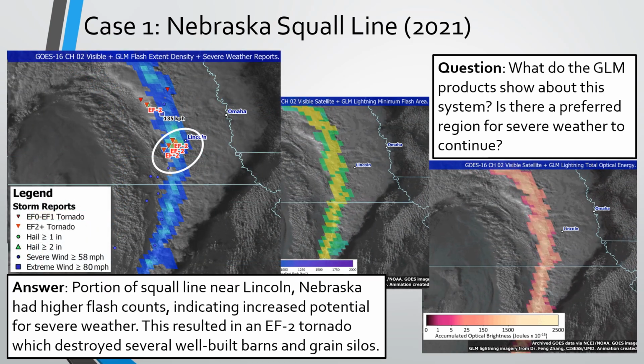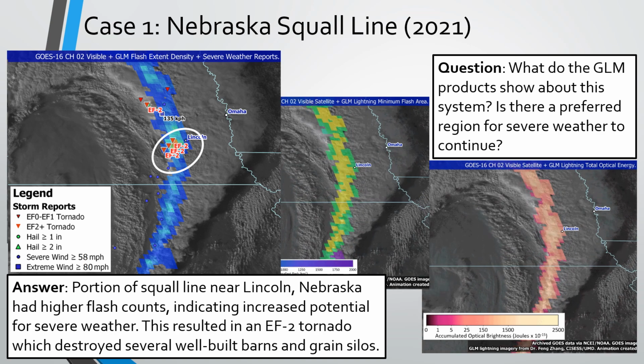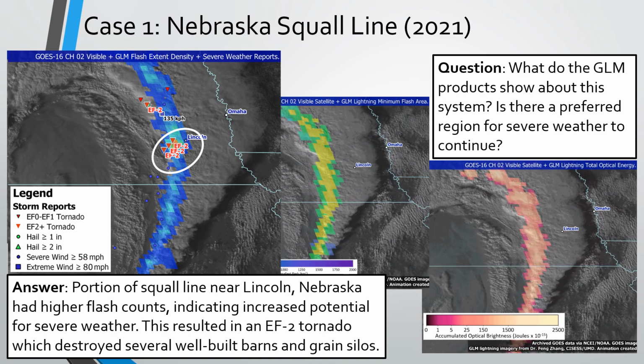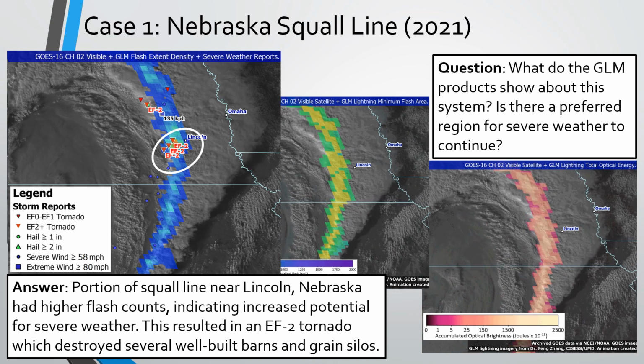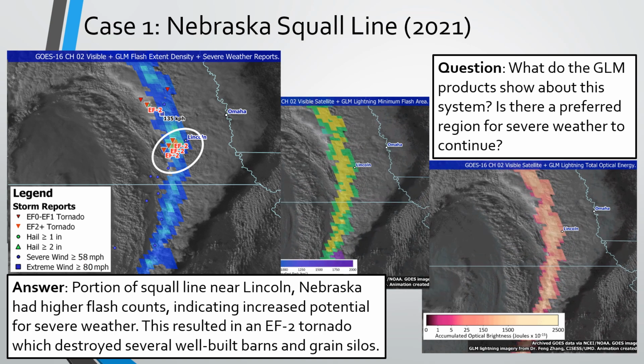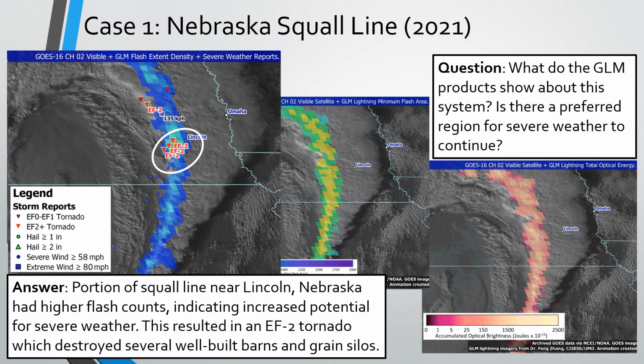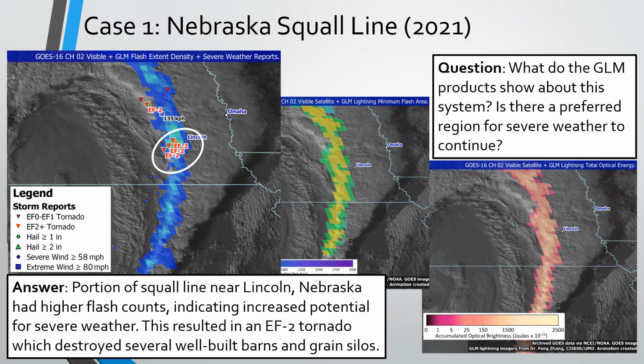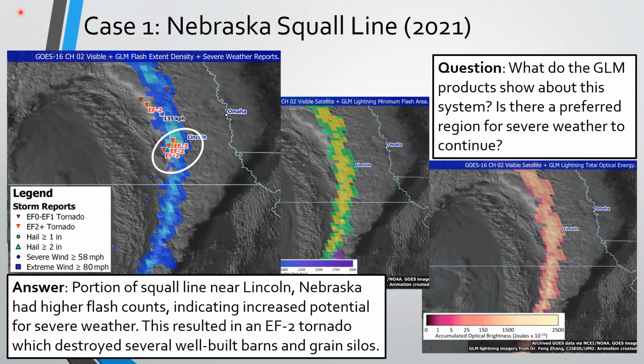The answer here is that there was a portion of the squall line near Lincoln, Nebraska that had higher flash counts, indicating increased potential for severe weather. This resulted in an EF2 tornado, which destroyed several well-built barns and grain silos.